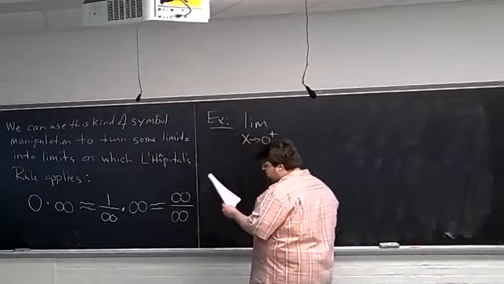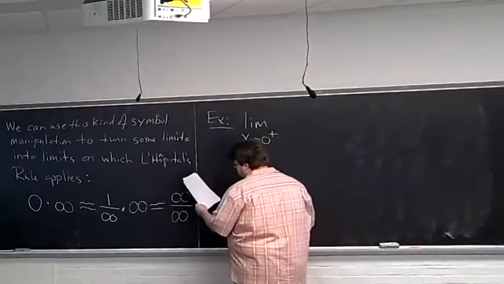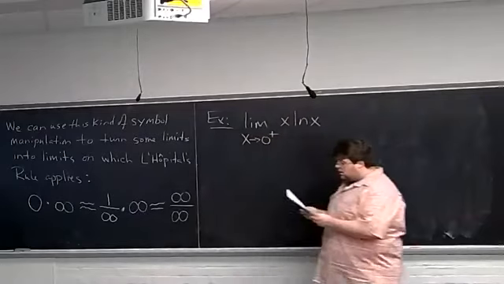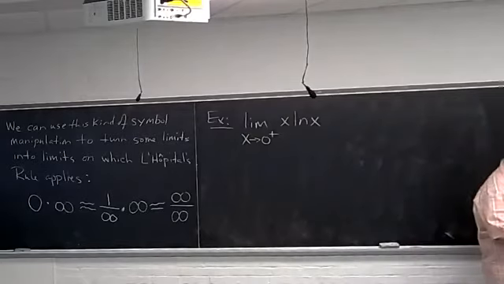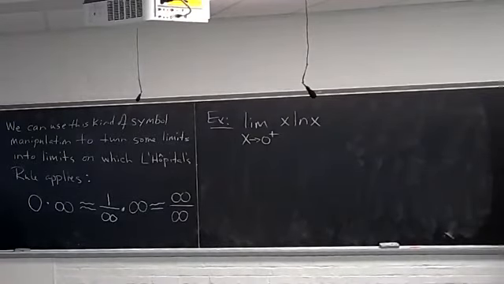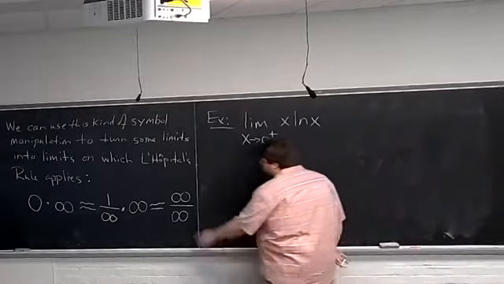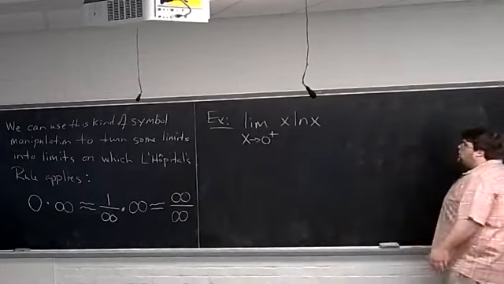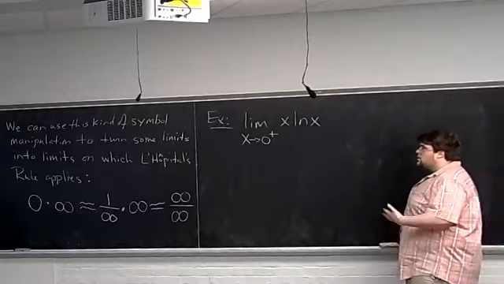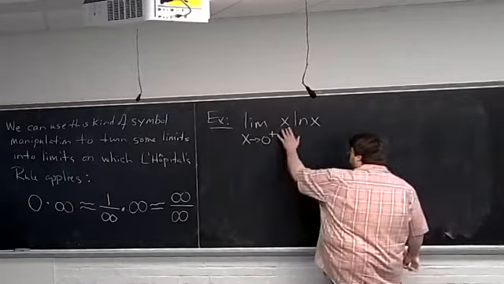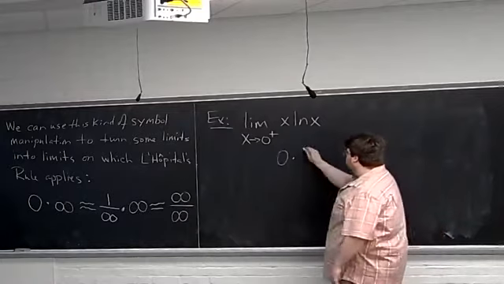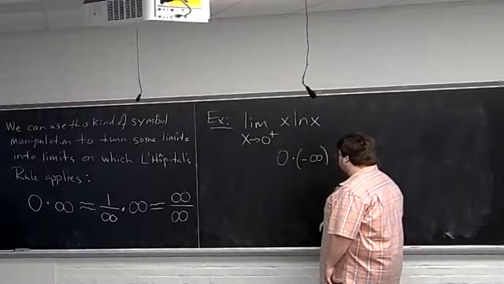Limit as x goes to 0 from the right of x times the natural log of x. Now, in that, infinities for L'Hopital's rule, the sign of the infinity doesn't matter. So if they're negatives, that's fine. But what does this limit do upon a direct substitution? Well, you would get a 0 times, as x goes to 0 from the right, what does log x do? Well, it's a negative infinity.